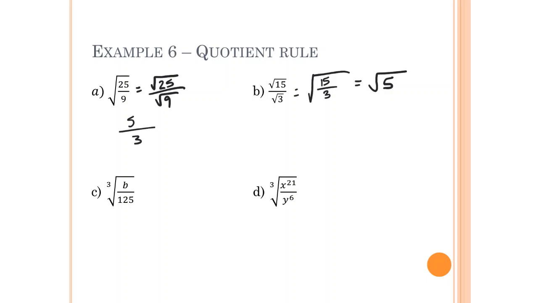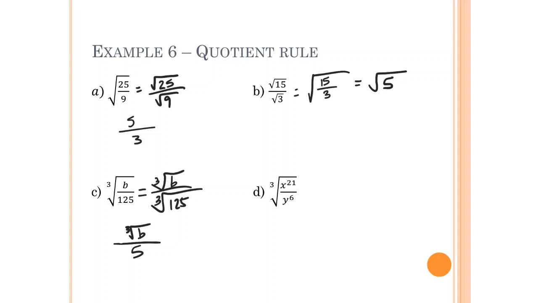Next one, cube root of b over 125. In its current form, I can't do anything with it, but the quotient rule says I can treat it like this. And while I can't take the cube root of b, I can take the cube root of 125, and that's 5. Looking back, I realize that looks like 3 times the square root of b, as opposed to the cube root of b. There we go.